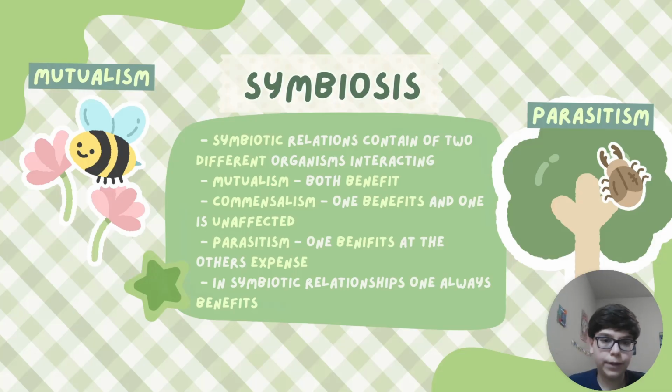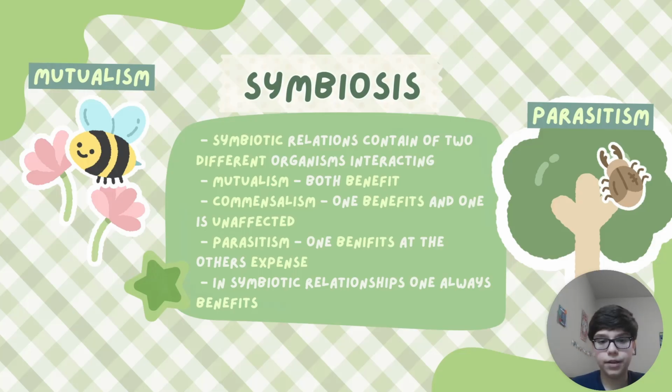Now, we can split that up in three ways. Our first way is mutualism. So off to the side, you see that bee with the flowers. Both of them are benefiting in that scenario. The bee is getting food from the flowers, and the flowers are spreading their pollen through the bee. In this scenario, mutualism, both benefit.